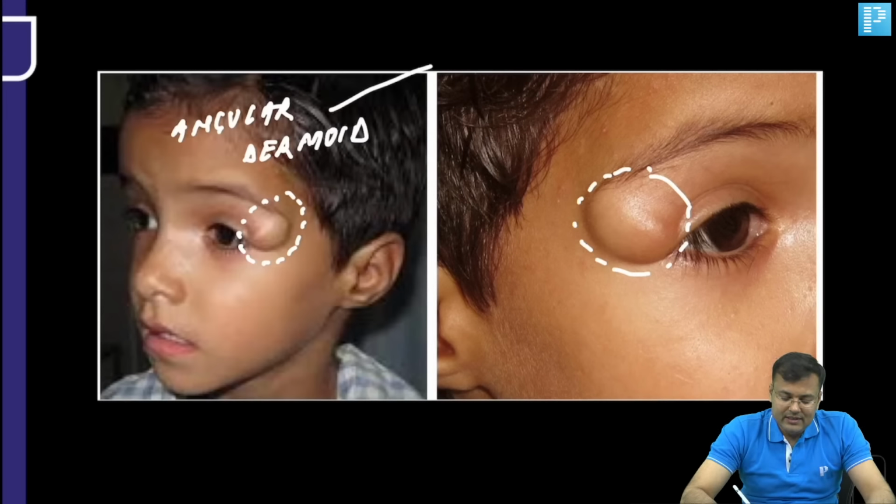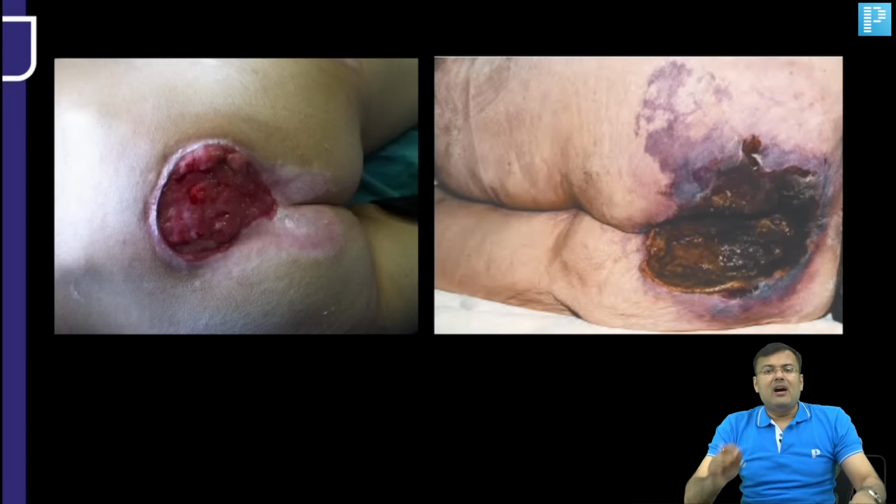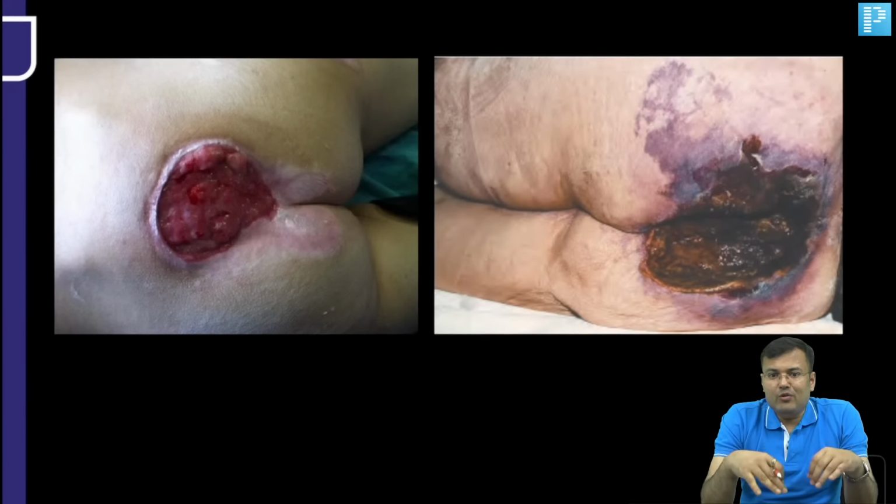We go for surgical excision. So the treatment of this angular dermoid, we go for surgical excision. Clear? Surgical excision. This is not dermoid cyst, angular dermoid. So treatment is surgical excision. Clear? Next, 100% we are sure that we are going to get this question.